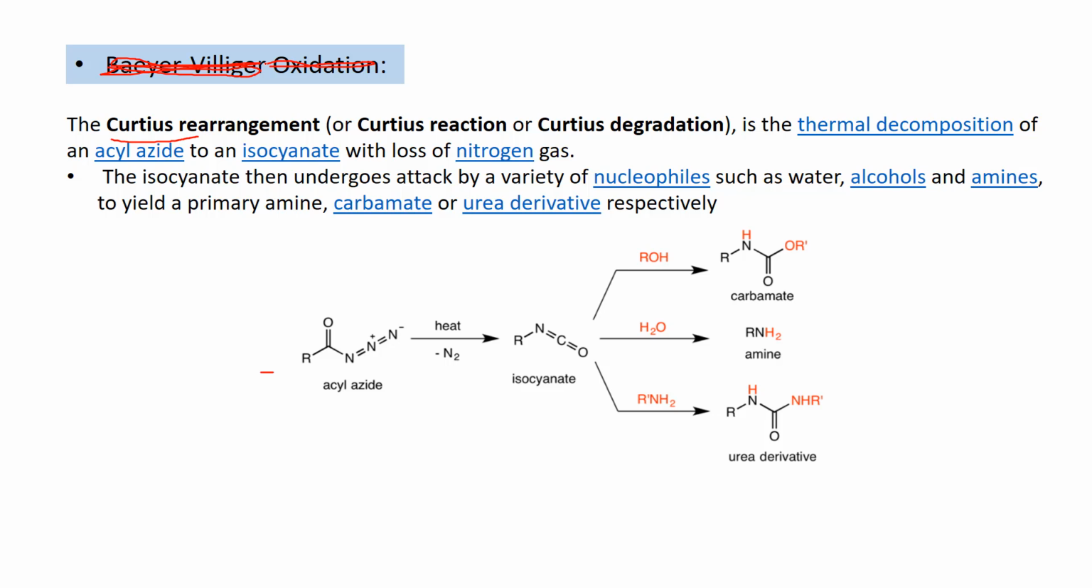So what is this? In an acyl azide, this carbonyl group is called acyl, and this three-nitrogen group is called azide. This acyl azide undergoes a thermal decomposition and forms this isocyanate. After that, if we add alcohol, it will give an ester. If we add water, we will get an amine. If we add a secondary amine, we will get an amide or a urea derivative.